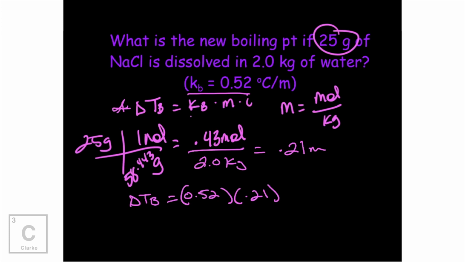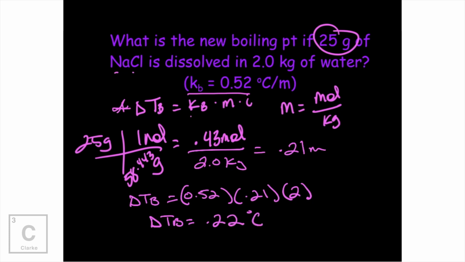Now we've got to think about that Van't Hoff factor. We're talking about sodium chloride. That is an ionic compound, so that would dissociate into 2 particles. So we're going to put a 2. Now we're just going to multiply. So I've got 0.52 times 0.21 times 2. The change in the boiling point, keeping with 2 sig figs, is 0.22. Talking about temperature here, so that's degrees Celsius.